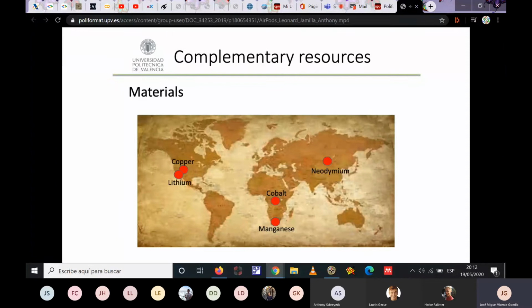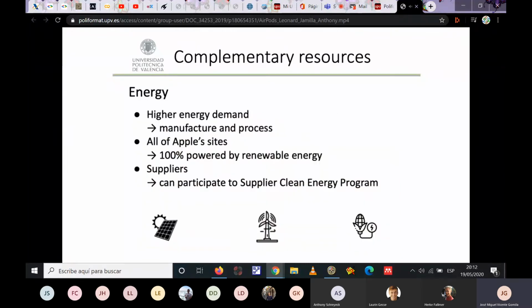So you can imagine that to extract, transport, and manufacture those materials, a huge amount of energy is required. The most energy-intensive step in the life cycle of AirPods is manufacturing and processing. However, in order to fight climate change and create a healthier environment, Apple feeds all its sites with renewable energy. Moreover, currently 44 suppliers of the production line participate in the Supplier Clean Energy Program, which means they have committed to power their entire production for Apple with clean energy.